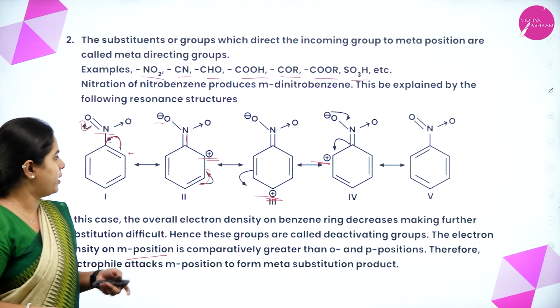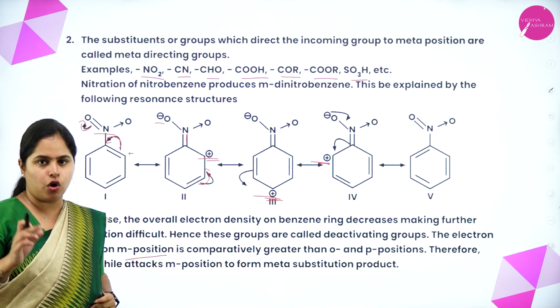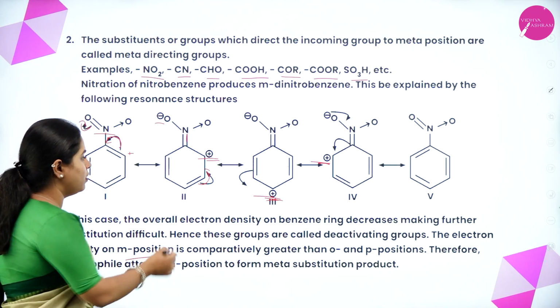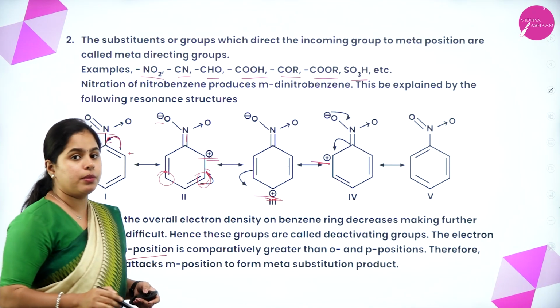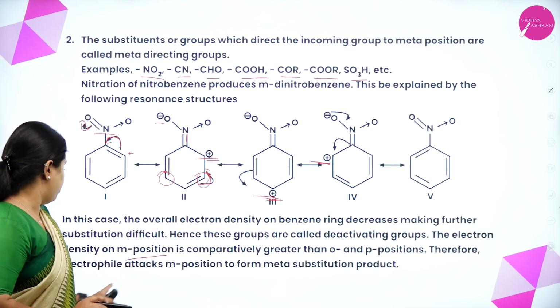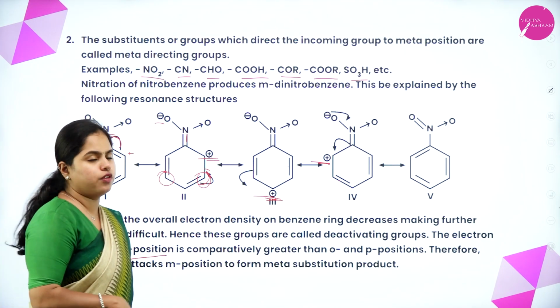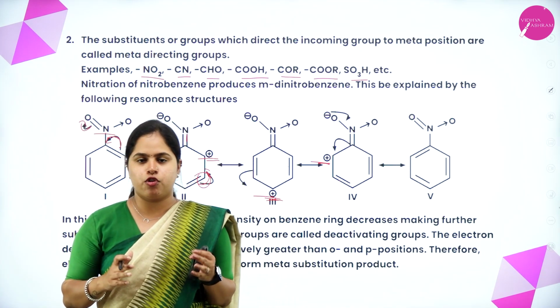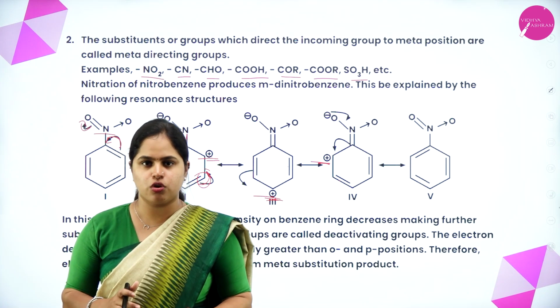comparatively greater. Okay, as there are positive charges in the ortho and para positions, the electron density will be less there, but comparatively, who will have more electron density? That will be the meta positions. So it will get substituted there. Yes. And therefore, the electrophile attacks the meta position to form the meta substitution product. Okay. So I hope the directive influence is clear for you and the examples are also clear for you.